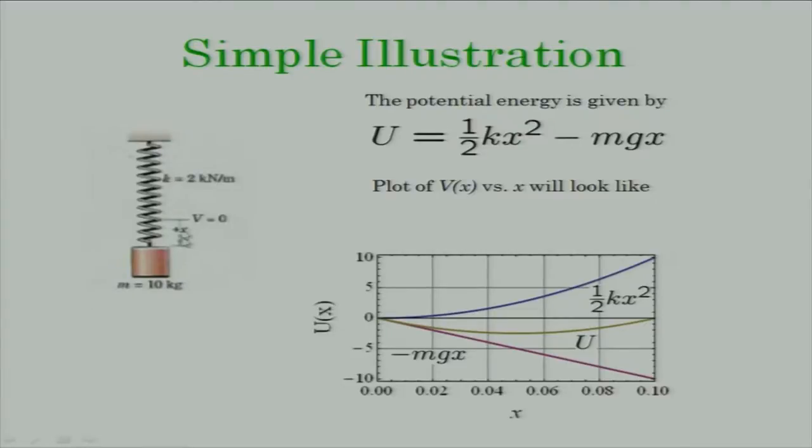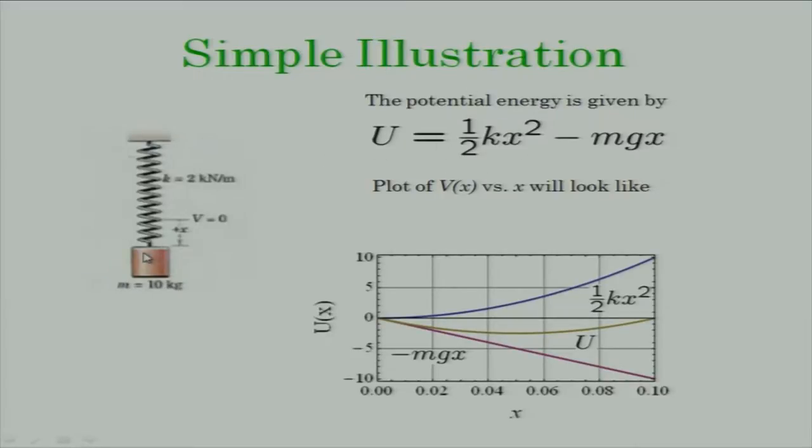Now, this coordinate x: when you put some mass here, initially the spring was at rest at this level. Let us say that this was our datum level. At this datum, the potential energy of this entire system was zero. Now, when you apply a mass and the mass gets lowered by a distance of x, there is a stretch of x in the spring. So, the potential energy in the spring now is half kx squared.